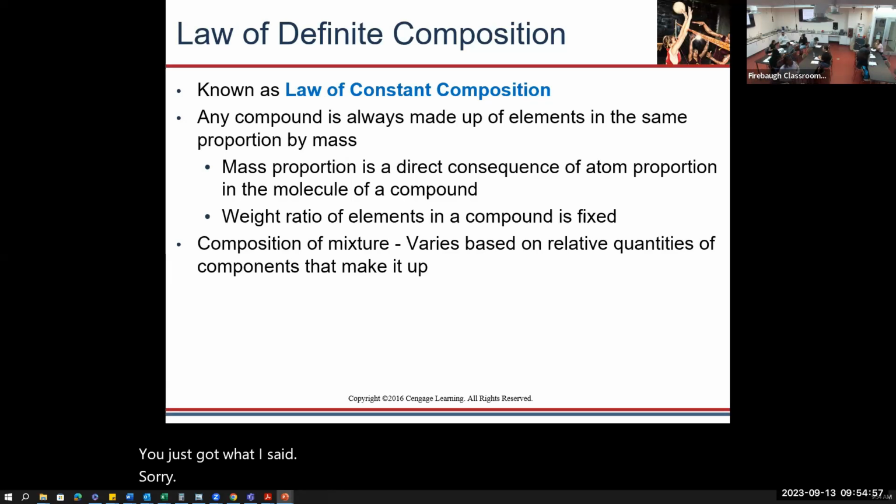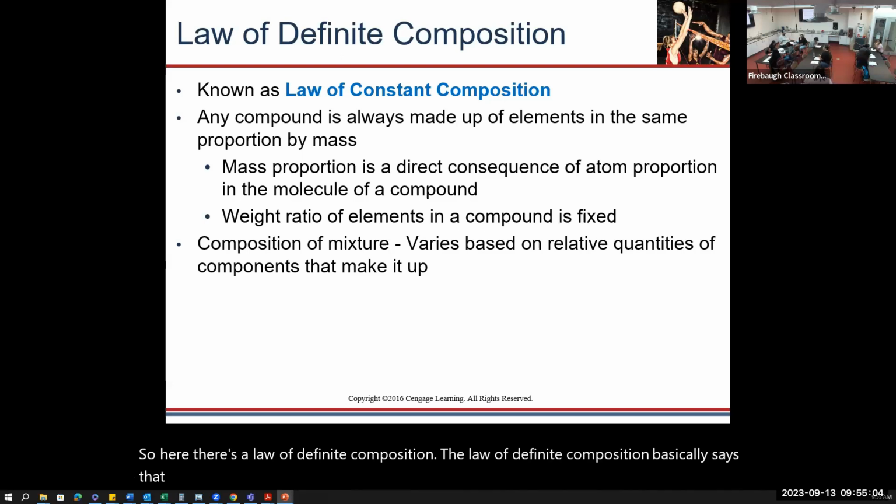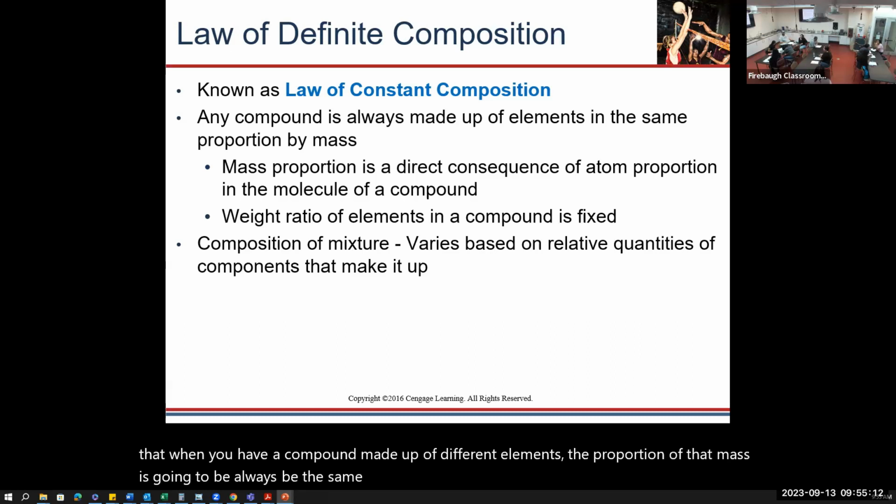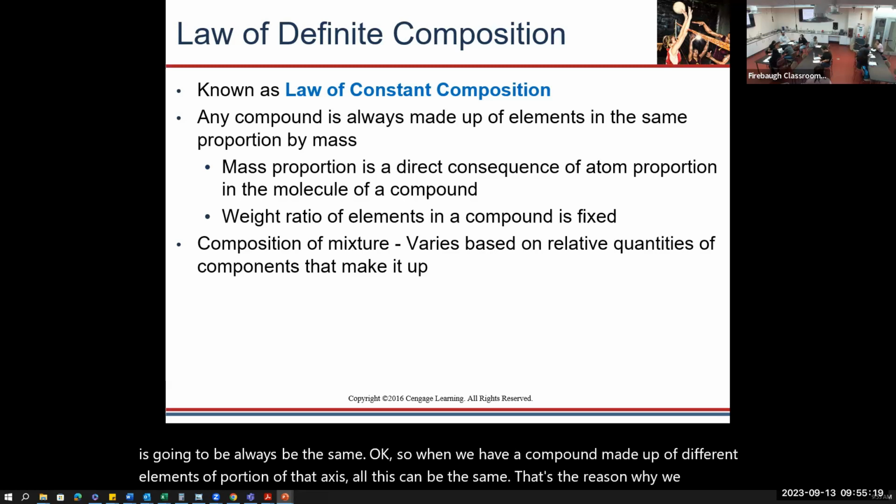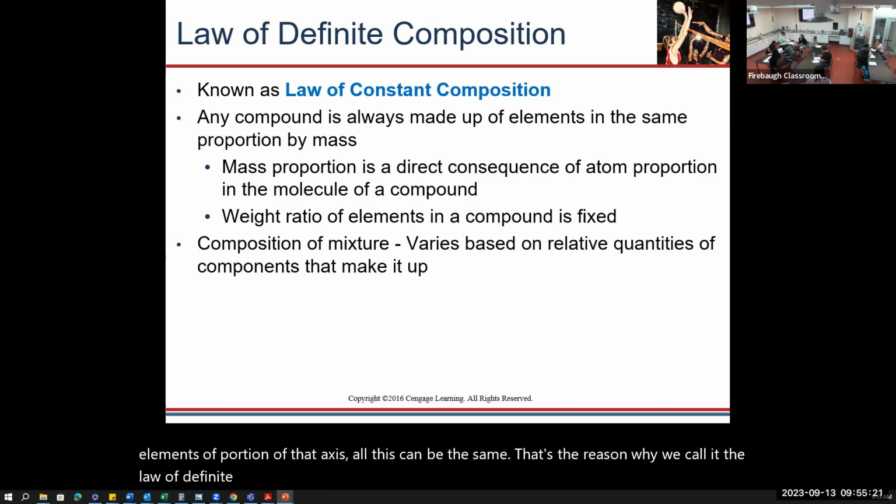So here, there's a law of definite composition. The law of definite composition basically says that when you have a compound made up of different elements, the proportion of that mass is always going to be the same. That's the reason why we call it the law of definite composition, right? It's composed of those 2 elements. So the law of constant composition.